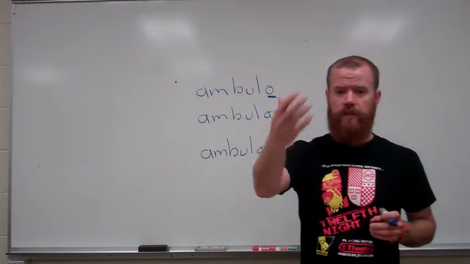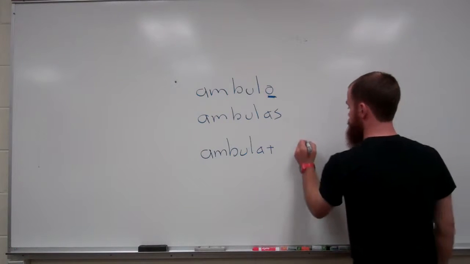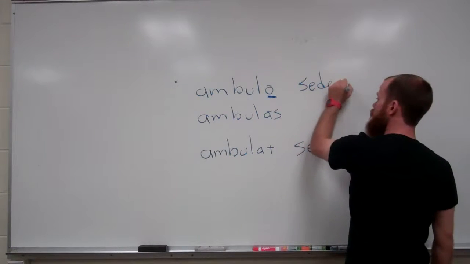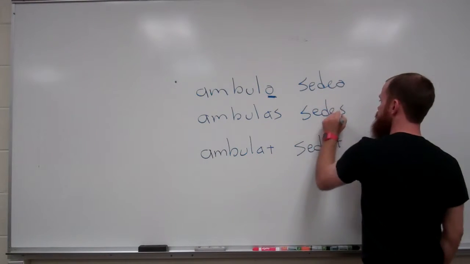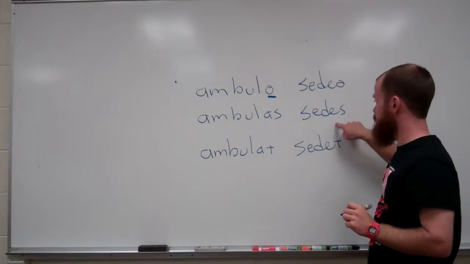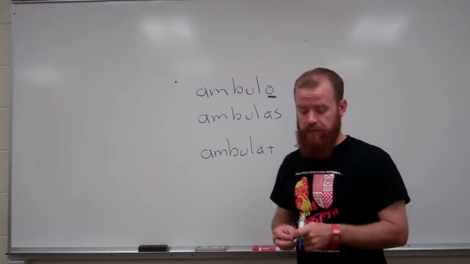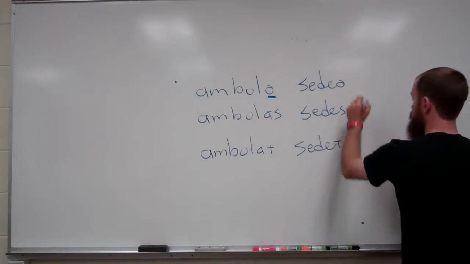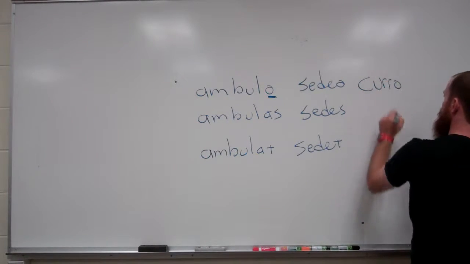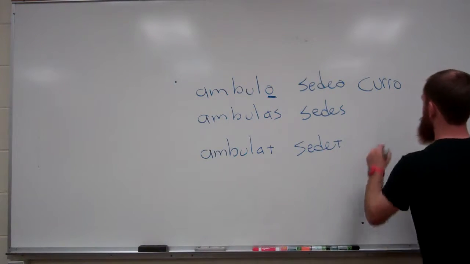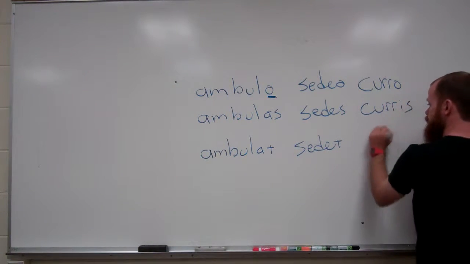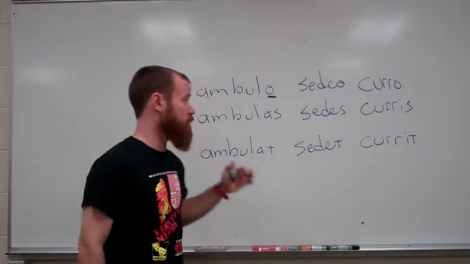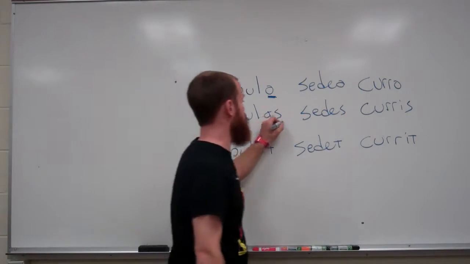Say we want to do this with the verb sit. Sedet. So we have sedeo, sedes. So I sit, you sit, he, she, it sits. Okay? Or let's even go with the verb run. Curro is the verb to run. Curris, currit. Alright?